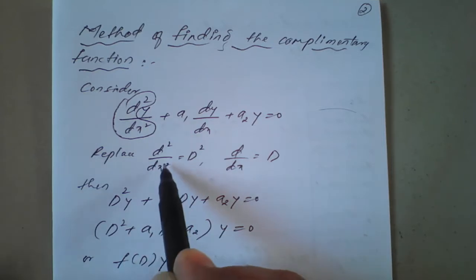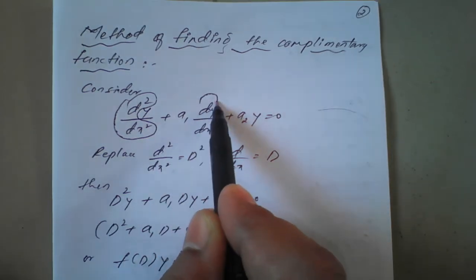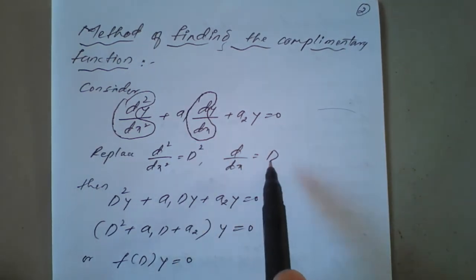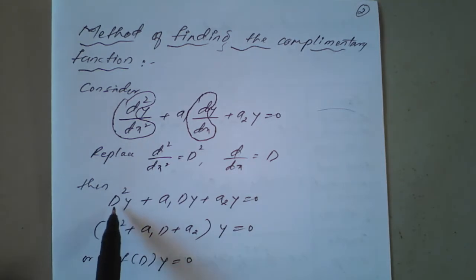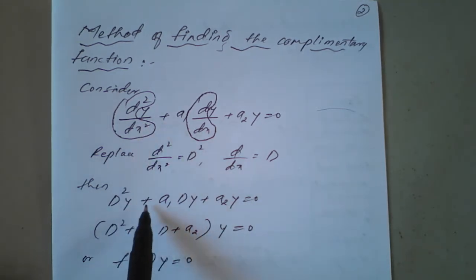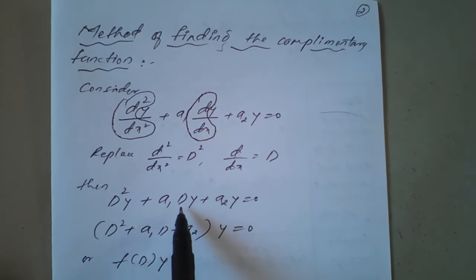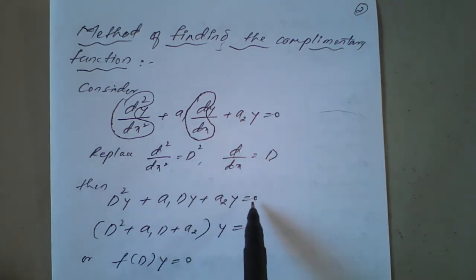I am keeping y as it is, and only d square upon dx square is replaced by capital D square, and d by dx is replaced by capital D. So the equation becomes D square y plus a1 D y plus a2 y equal to 0.